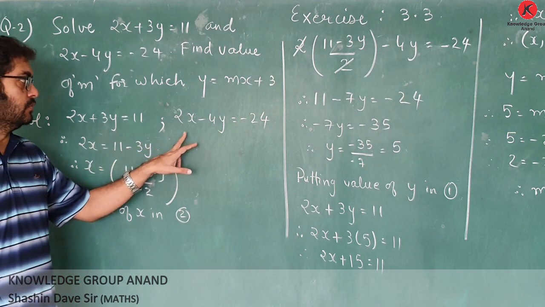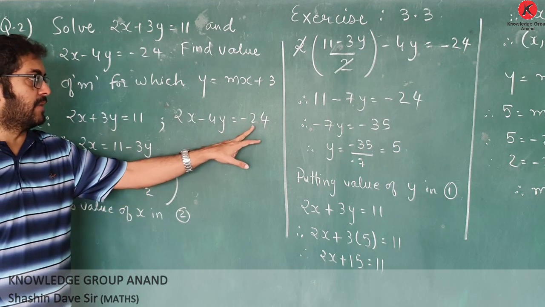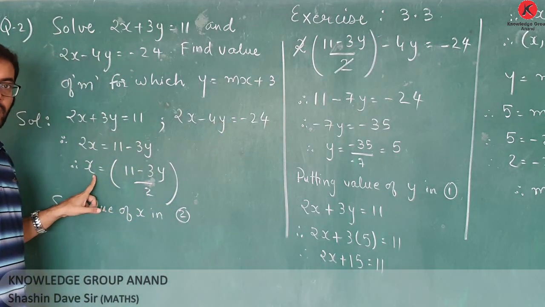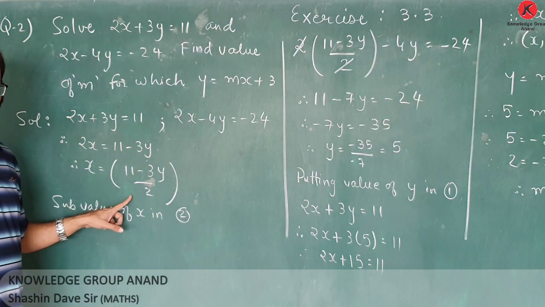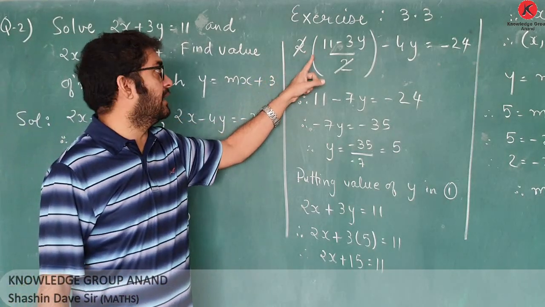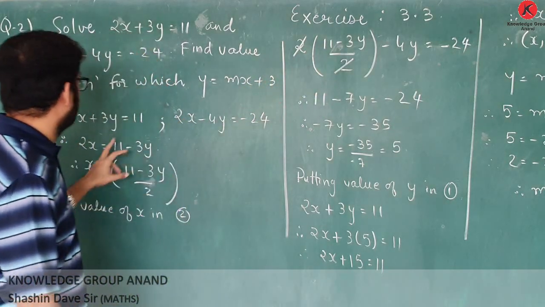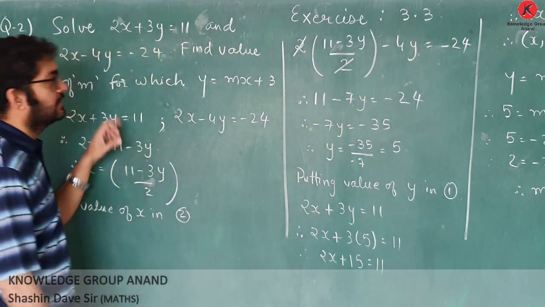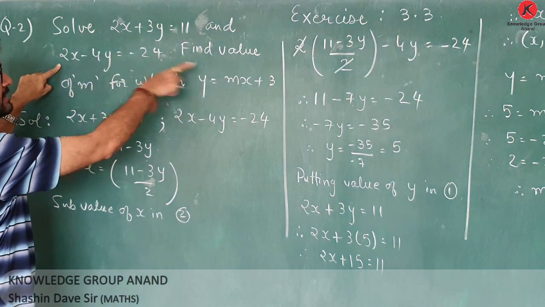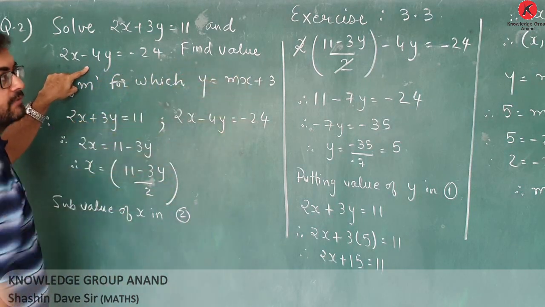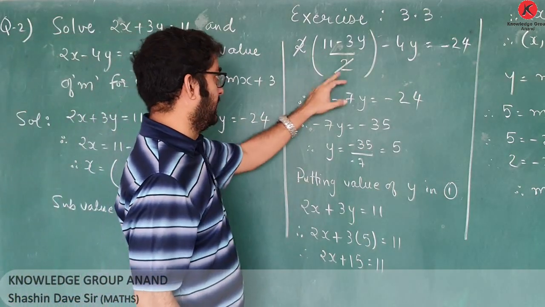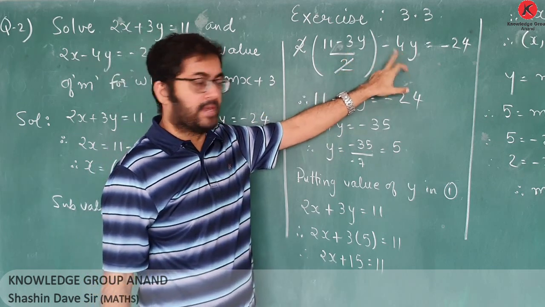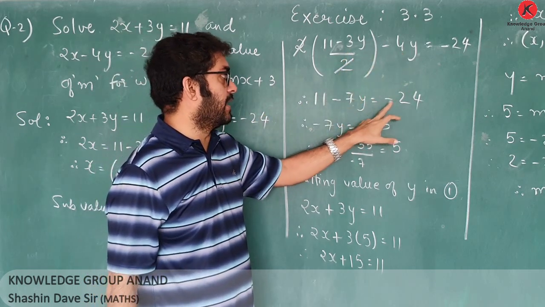What is your equation number 2? 2x minus 4y is equal to minus 24. So 2 as it is. What is the value of x? The value of x is (11 minus 3y) upon 2. So instead of x, I will substitute (11 minus 3y) upon 2. So in the second equation, 2 into (11 minus 3y) upon 2, minus 4y is equal to minus 24. So these two will get cut. So I will have 11 minus 3y and minus 4y, which will give me 11 minus 7y is equal to minus 24.